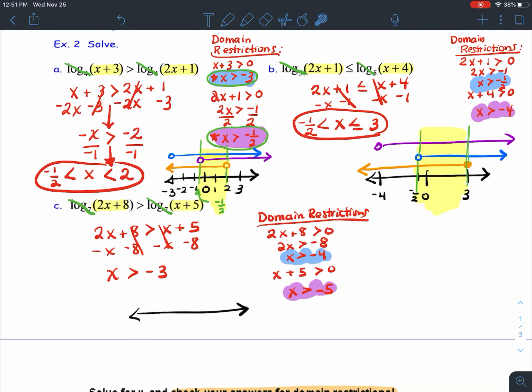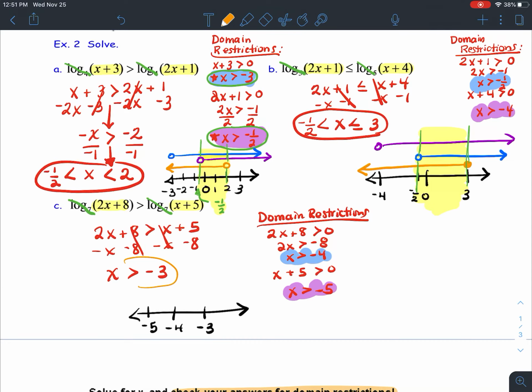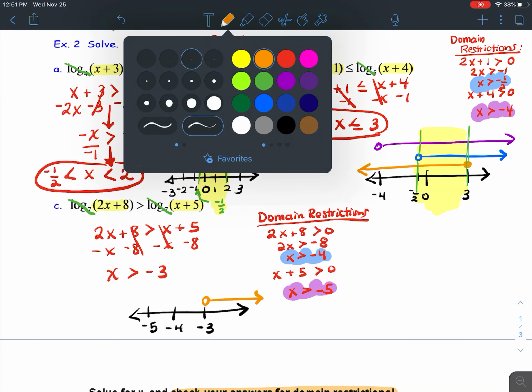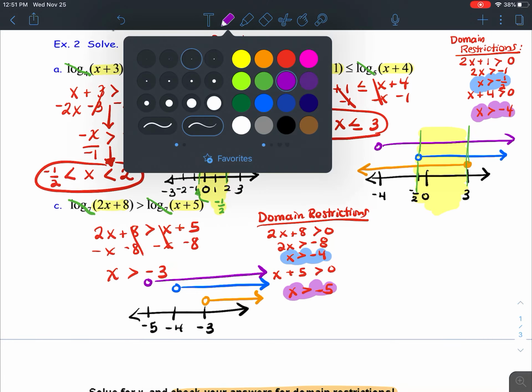If I look at my other numbers here, I've got -5 and -4. So I want to make sure that I'm including those on my number line. In orange, I'm going to graph my initial answer here. X is greater than -3. In blue, I'm doing that domain restriction. X is greater than -4. And in purple, x is greater than -5.